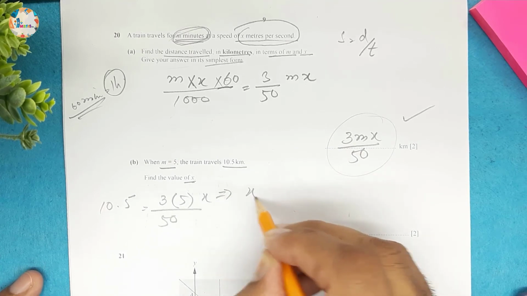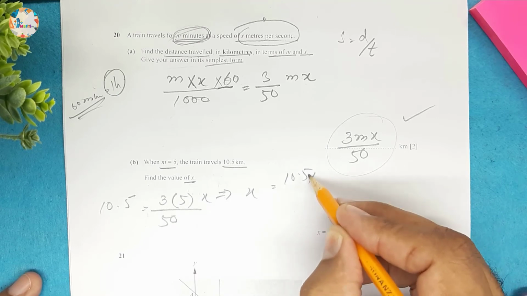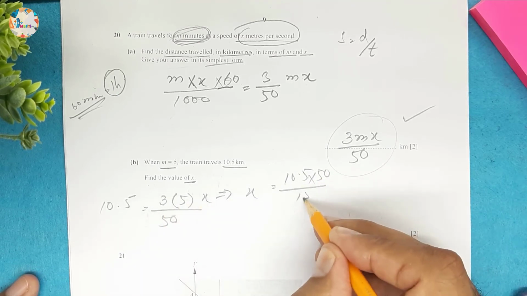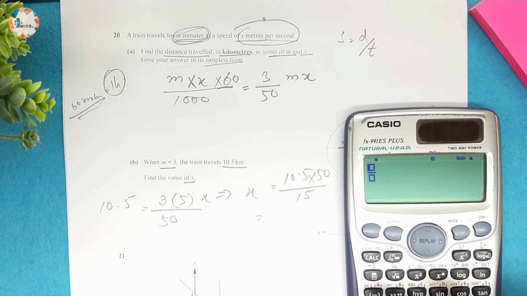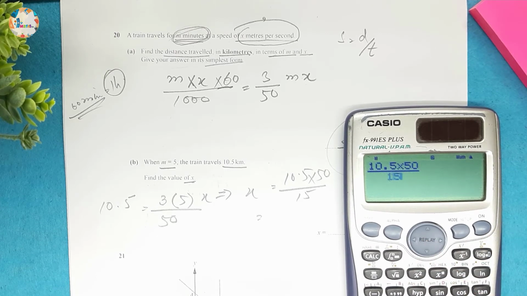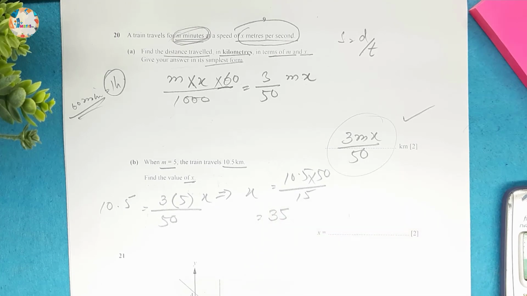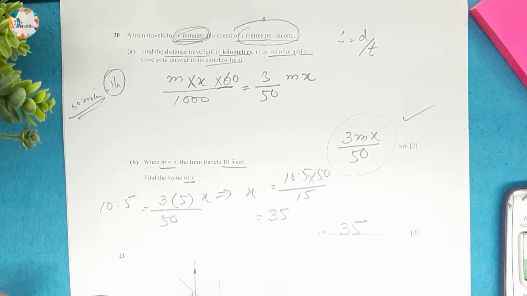This implies x is equal to 10.5 multiplied by 50 and divided by 3 into 5, which is 15. So we can calculate this. This will be 10.5 into 50 divided by 15, which is equal to 35. So the x value will be 35.